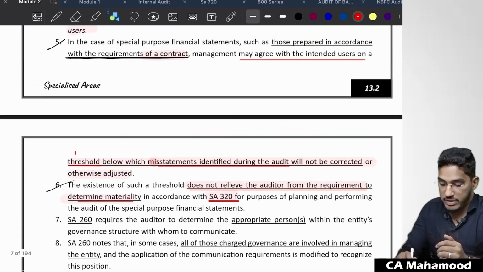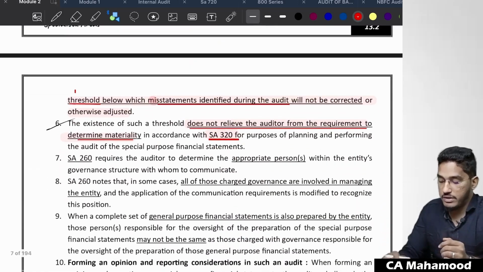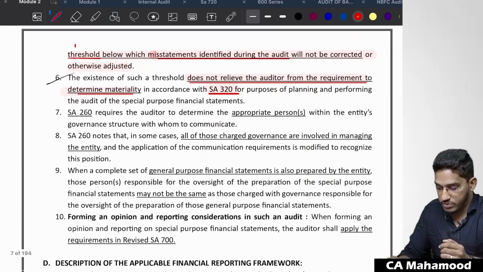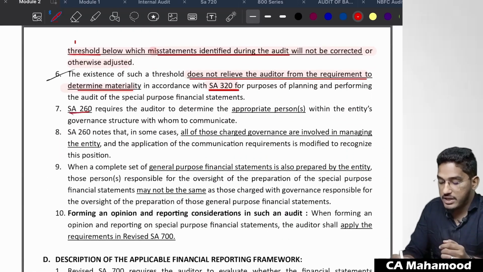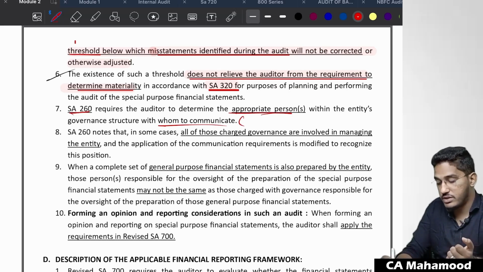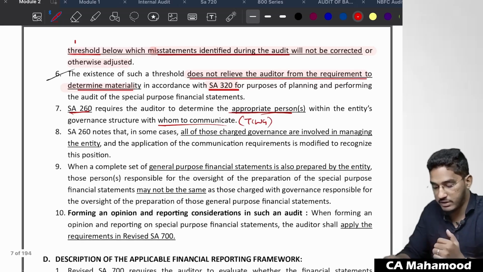Next one. Okay, we have seen requirements of 200. We have seen requirements of 320 also. Now let us talk about 260. SA 260 requires the auditor to determine appropriate persons within the entity's governance structure with whom to communicate. Nothing but, as per SA 260, first you have to determine who will fall under those charged with governance, as per the definition, so that you can communicate with them.